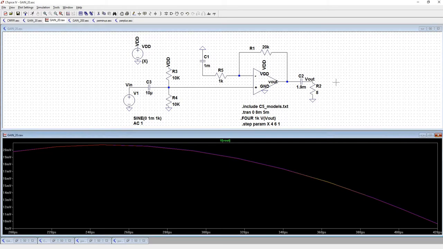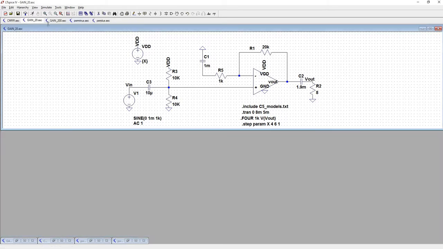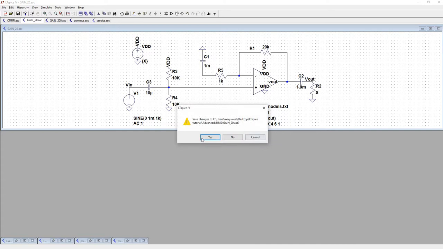Alright, so that all worked out really well. And all of these simulations, as well as how I set up all of these circuits, are included in that download in the tutorial. So let's get rid of this one.